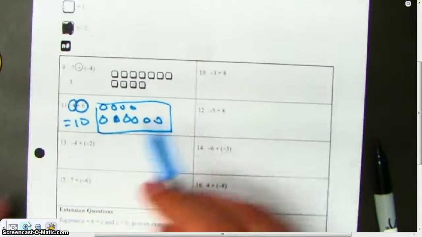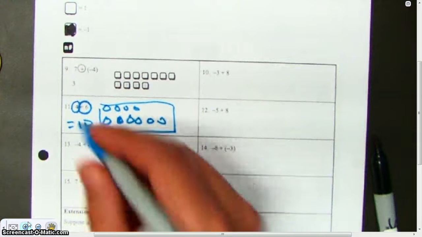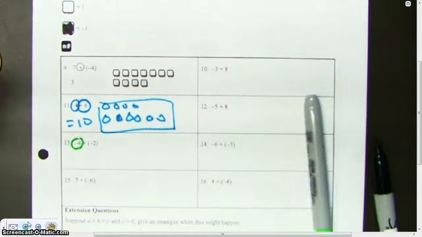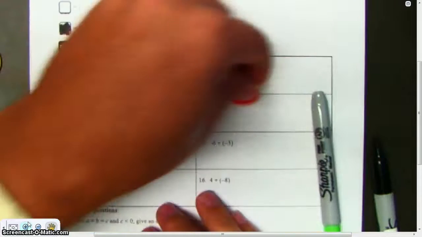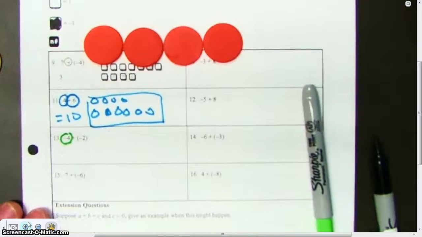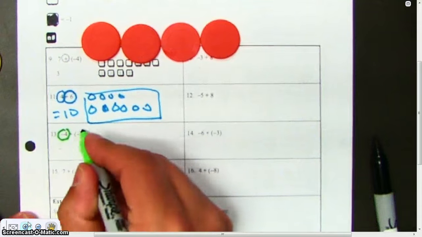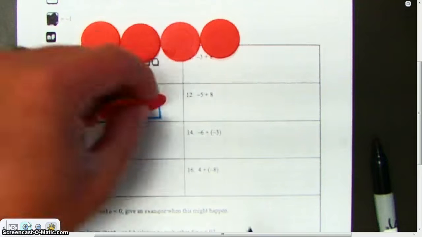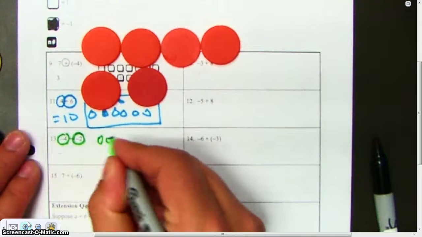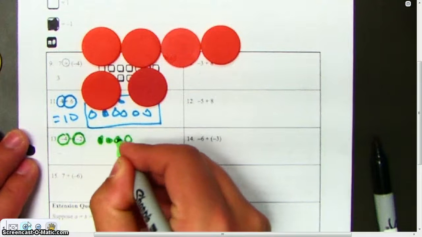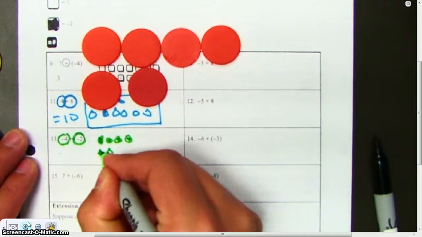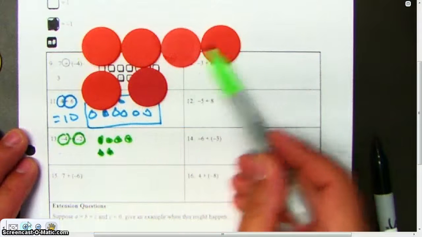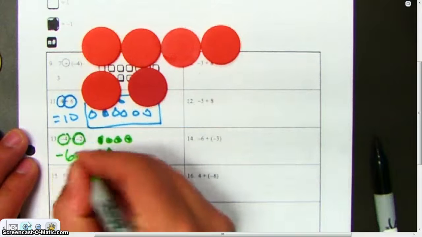Let's do number 13. So 13 says we start with 4 negatives. So I'm going to pull out 4 negatives here. 1, 2, 3, 4. And then we're going to add 2 more negatives. So let's get 2 more negatives. So if we have 4 negatives, and then we add 2 more negatives, I'm filling them in because they're negatives. Well, now we have, let's count them, 1, 2, 3, 4, 5, 6. We have 6 negatives.